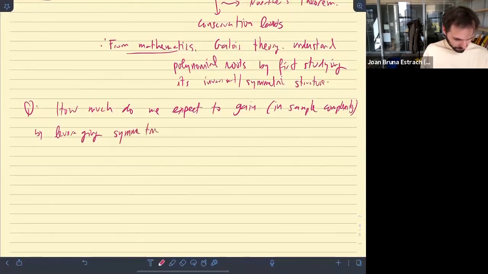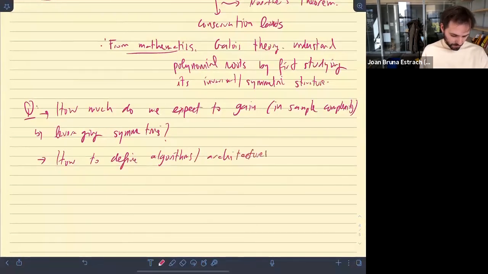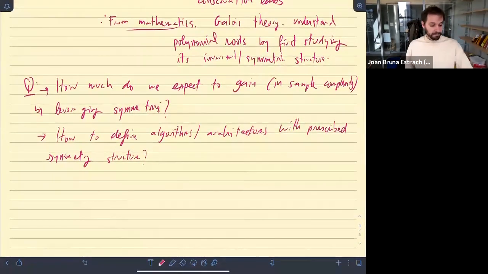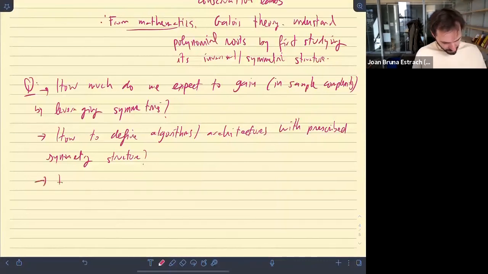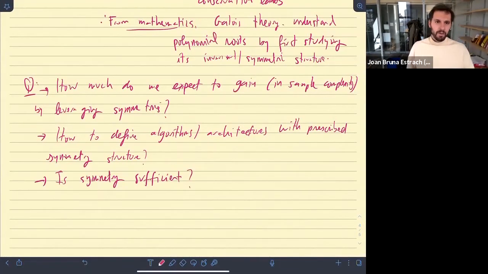Symmetries. There's other questions, right? How to define algorithms or architectures with prescribed symmetry structure. And of course, a related question is: is symmetry sufficient? So are we going to be able to crack the problem by just understanding symmetries?